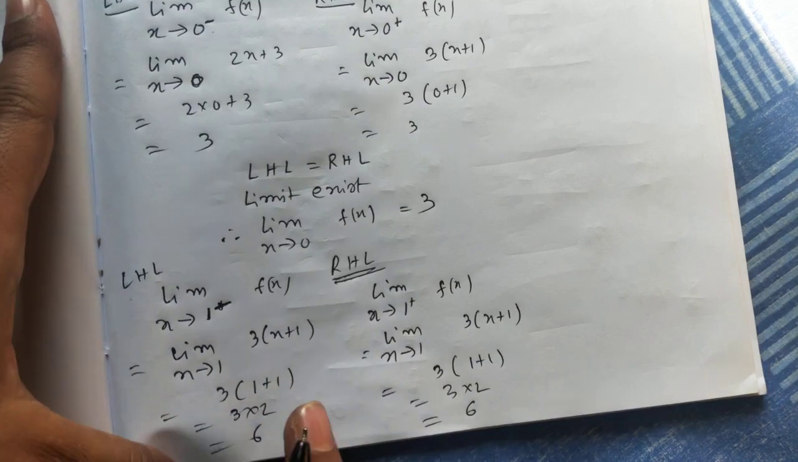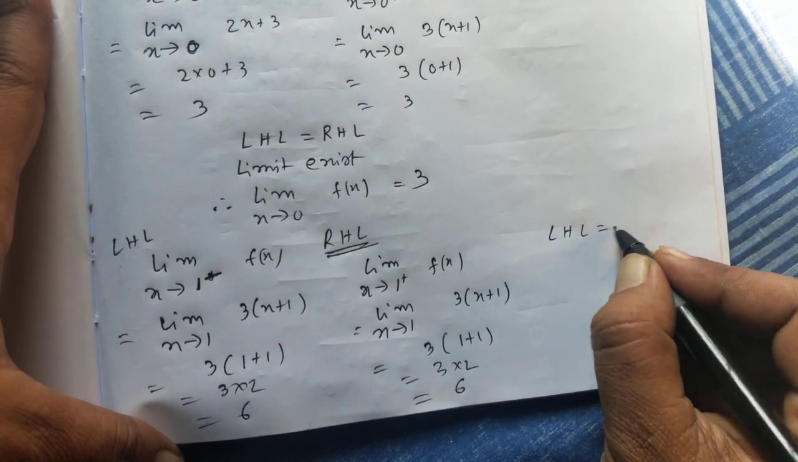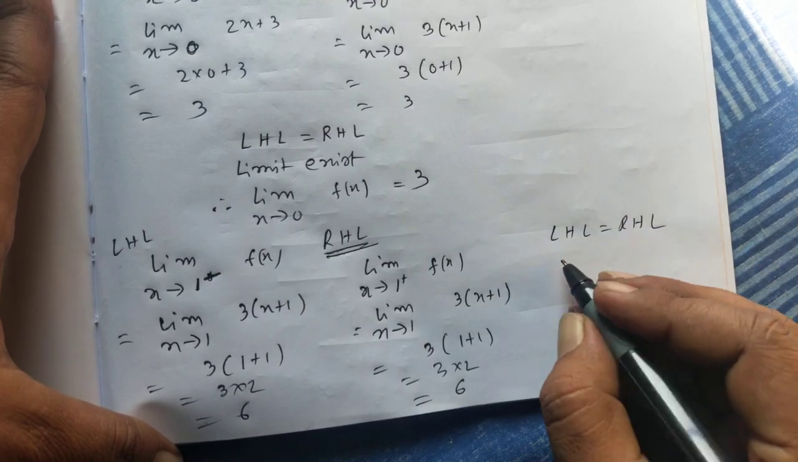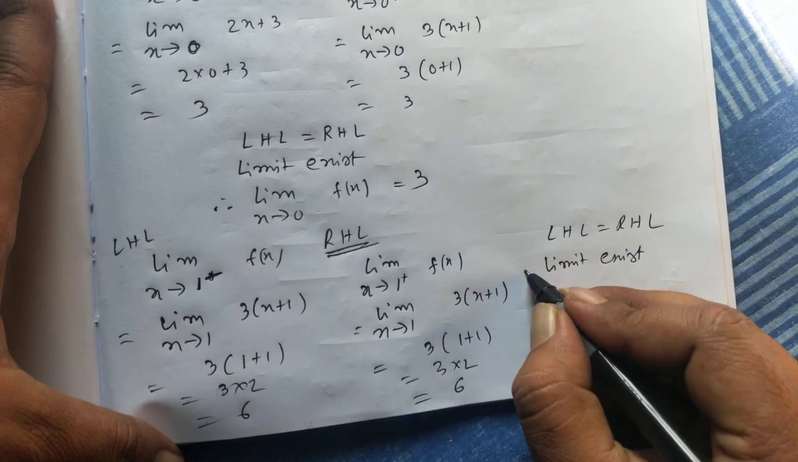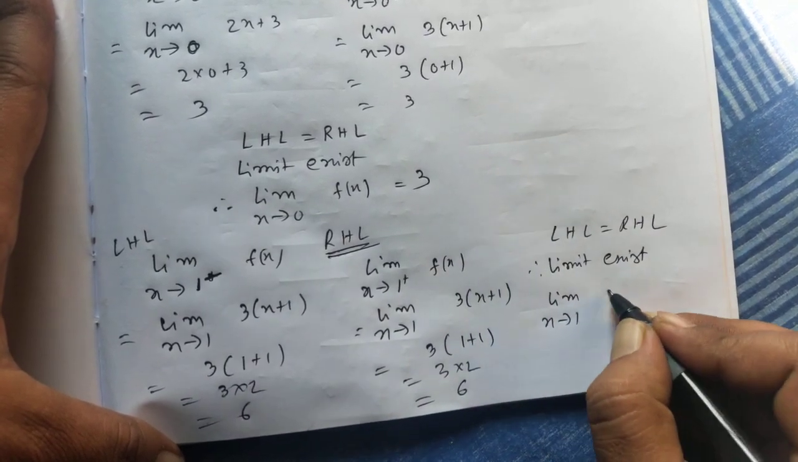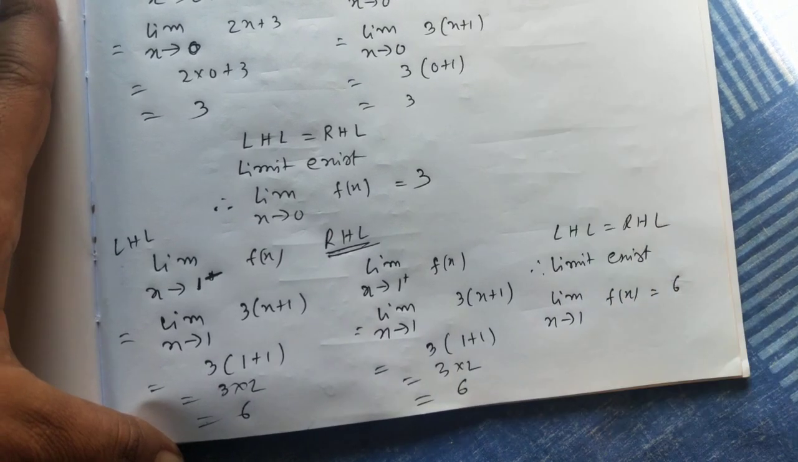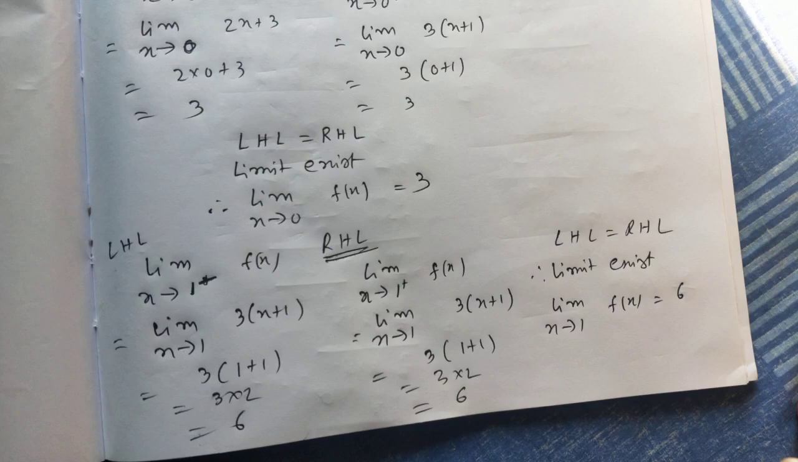So both the limits, left hand and right hand limit, are the same. I'm writing here left hand limit equal to right hand limit. Therefore the limit exists and the value of limit x tends to 1 will be 6, since we are getting answer 6. Okay.